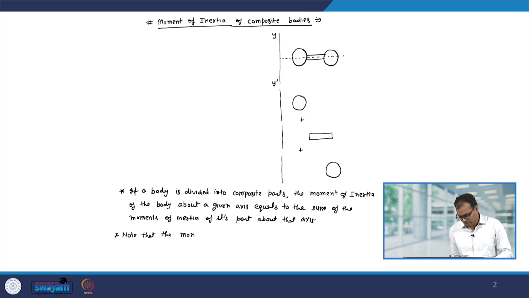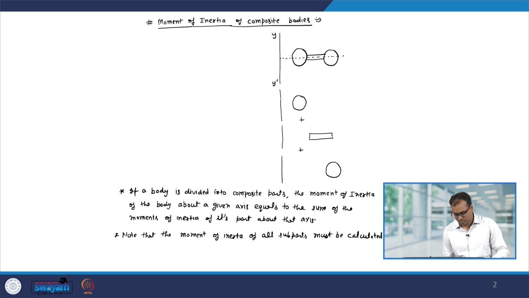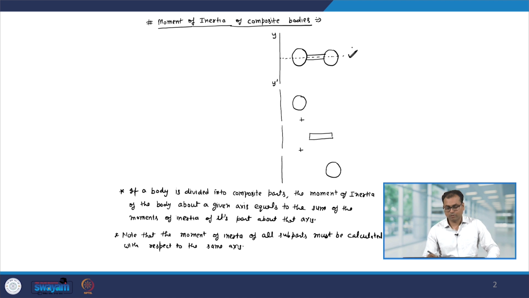Okay. Now, note that the moment of inertia of all subparts must be calculated with respect to the same axis. So, this is what I said: when you want to calculate the moment of inertia for this composite structure, the moment of inertia will be equal to this plus that, and we have to calculate the moment of inertia of all the subparts about the same axis, which is y prime here. Now, based on this concept, let us look at a few questions.